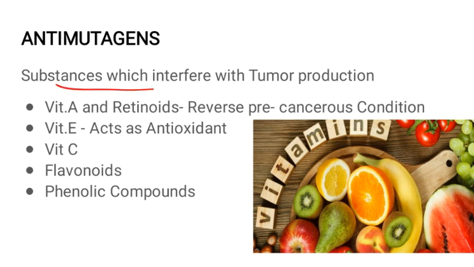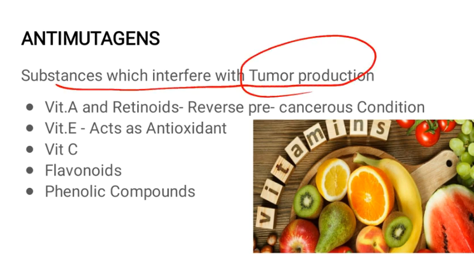Anti-mutagens. These are the substances which interfere with tumor production. So, vitamin A and retinoids. Retinoids are compounds which are similar to vitamin A. They can reverse the precancerous condition. Vitamin E acts as a very good antioxidant and reduces the dangerous effects of free radicals and superoxides present in our body.